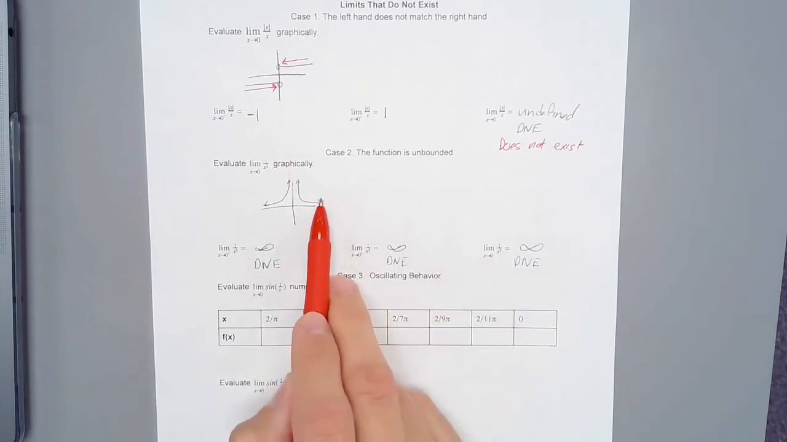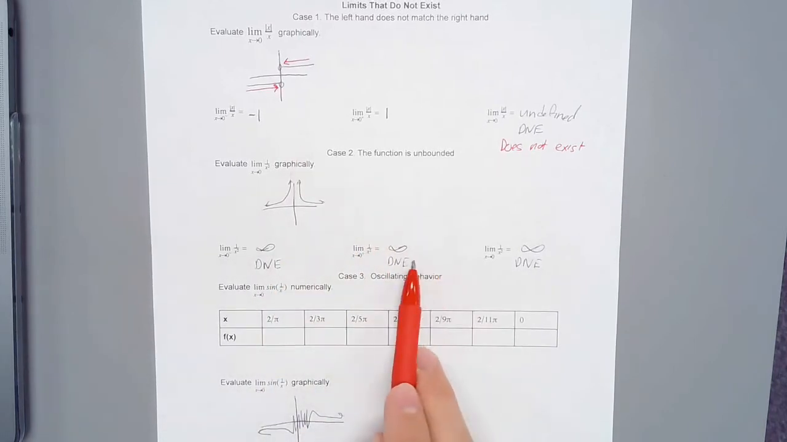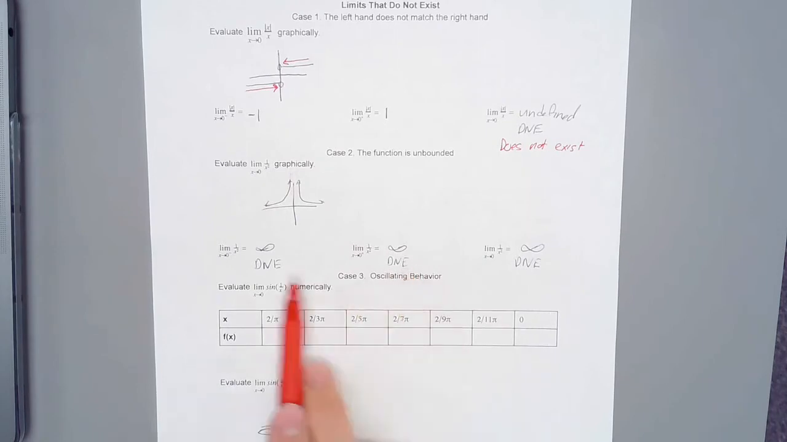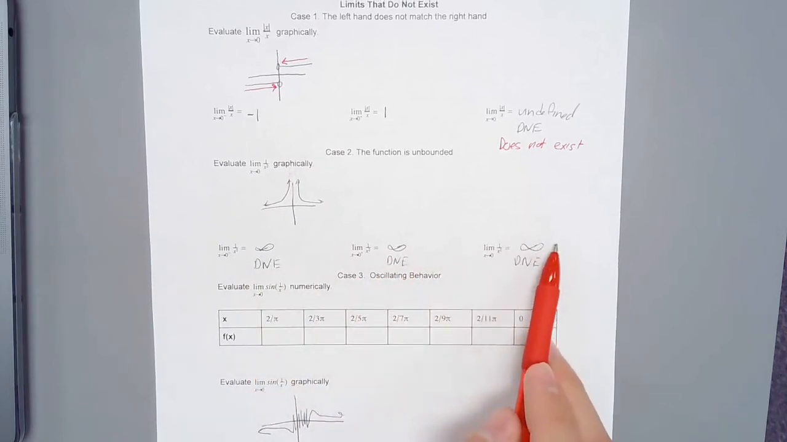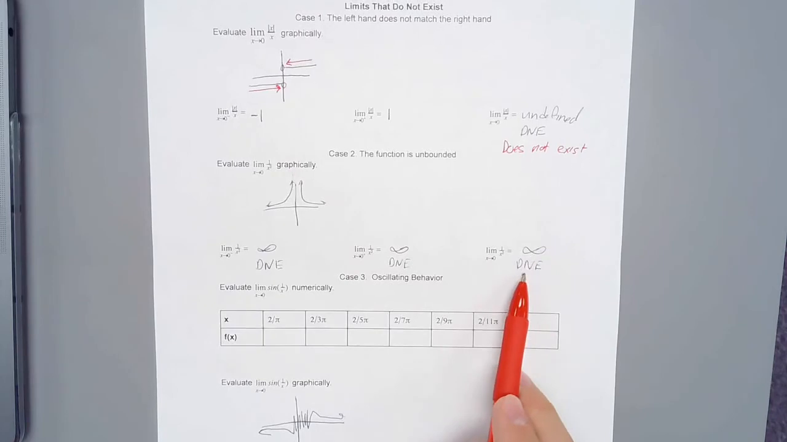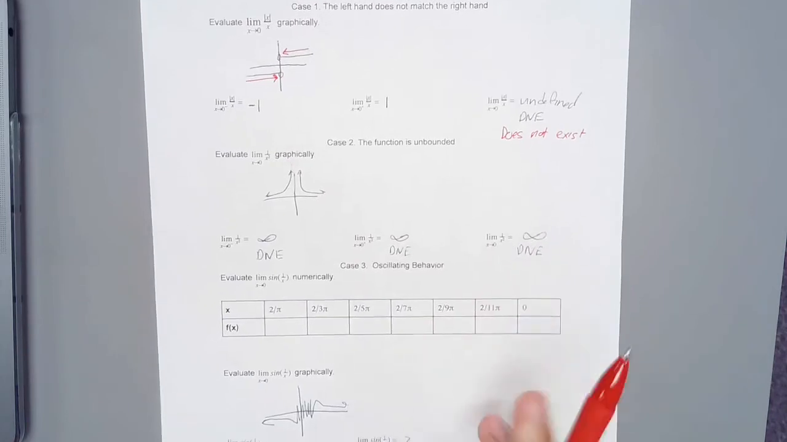Same thing from the right. I come this way, it pops up, up, up, infinity. Again, infinity is not a number, so technically this does not exist. Now if we're headed to infinity on both sides, we could say that this heads to positive infinity, or again we can say this does not exist.